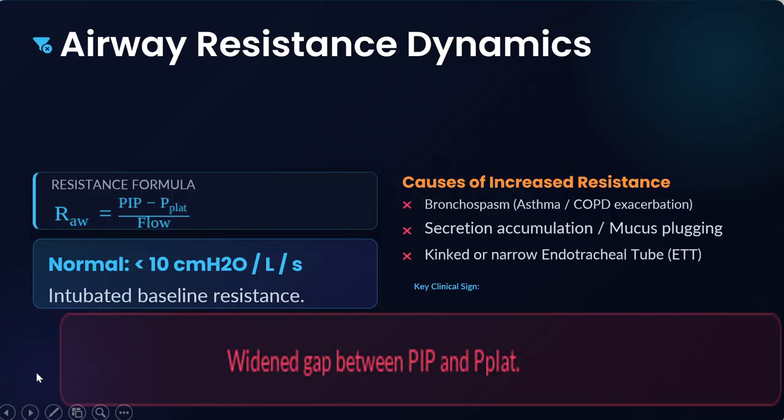Airway resistance dynamics. Resistance equals peak minus plateau over flow. Normal is less than 10 centimeters of water per liter per second. This is the baseline resistance of an intubated patient. It increases with bronchospasm, asthma and COPD, secretion accumulation, mucus plug, or a kinked or narrow endotracheal tube. In mechanical ventilation, this is reflected in the curve as a widening gap between the peak and the plateau pressure.